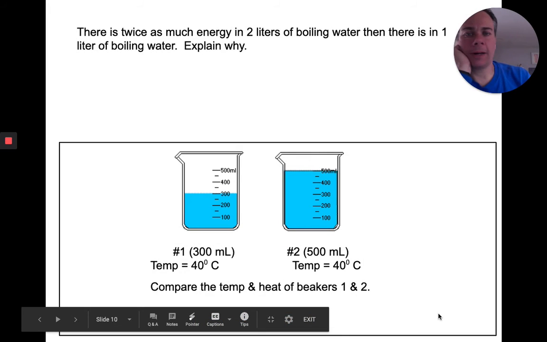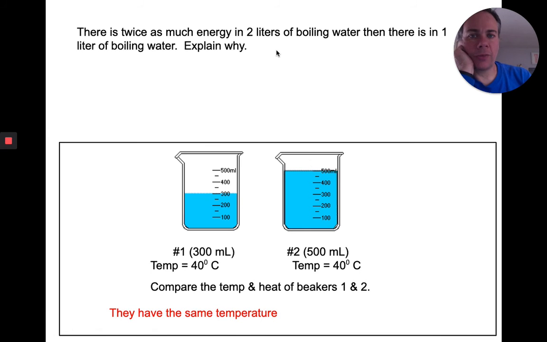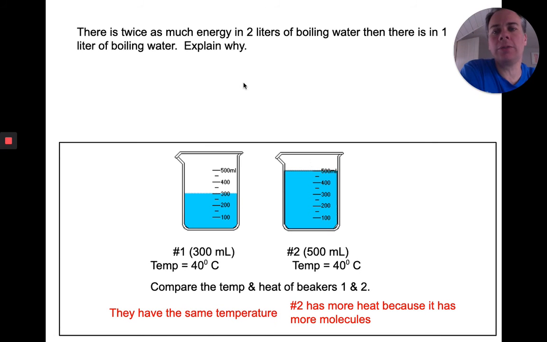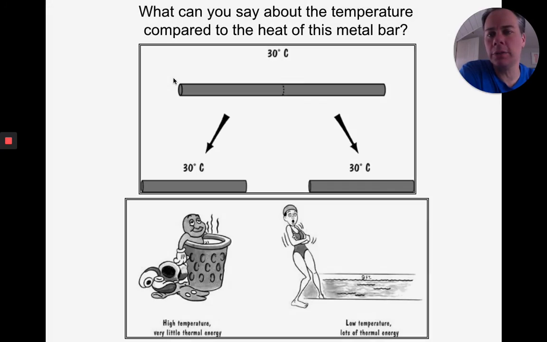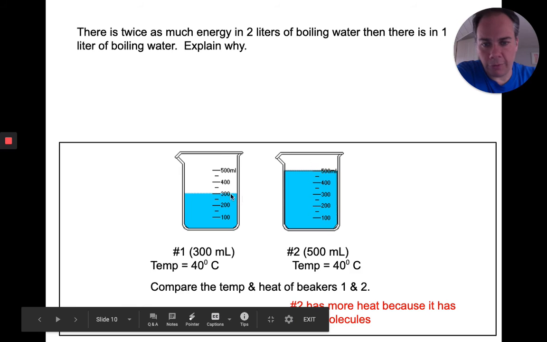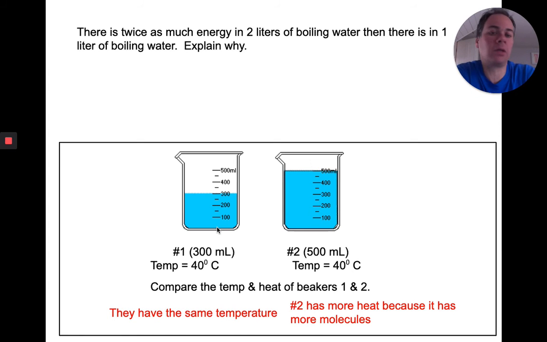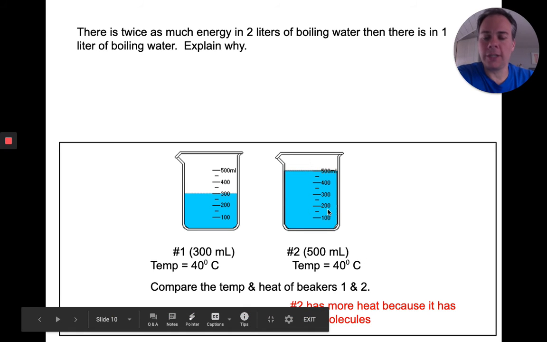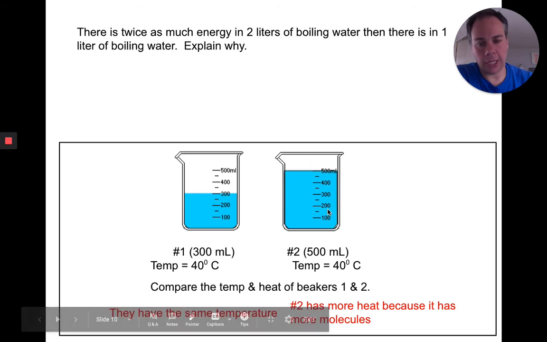So as we think about this, if we have 2 liters of boiling water compared to 1 liter of boiling water, the 2 liters will have twice as much heat energy. But how will their temperature compare? Well, they'll be the same. They're both going to be 100 degrees Celsius. Here we have another example. We have water that's 40 degrees Celsius. We either have 500 milliliters or 300 milliliters. If you were to measure the temperature of each of those using a thermometer, they'd show the same, 40 degrees Celsius. However, beaker number 2 has a greater amount of heat because it has more molecules.